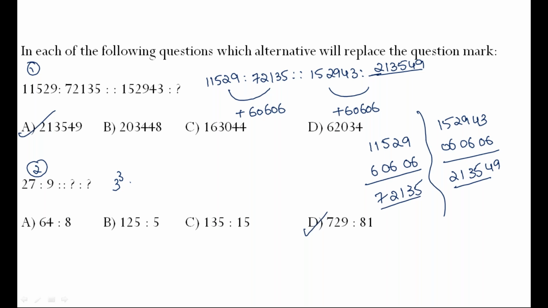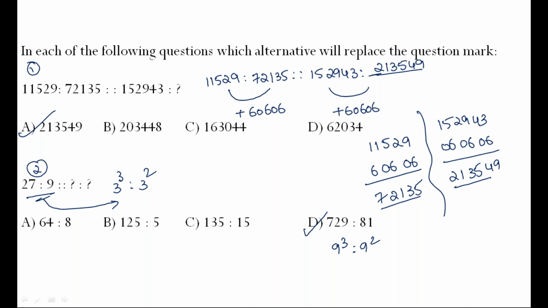27 is 3 cube. 9 is 3 square. This is 3 cube, 3 square. Now you want to see the same logic in the options. That's possible here: 9 cube and 9 square. Option D is correct, 9 cube and 9 square.